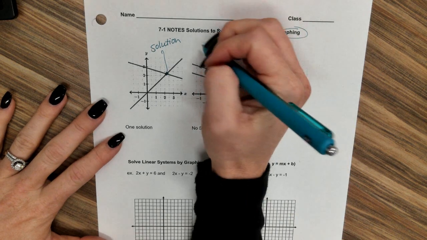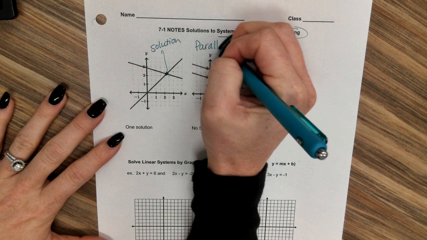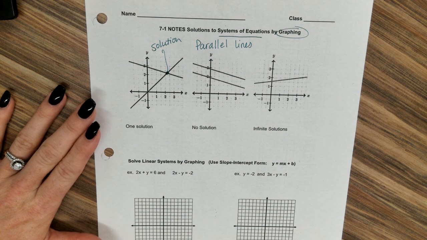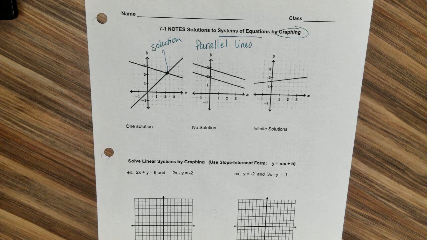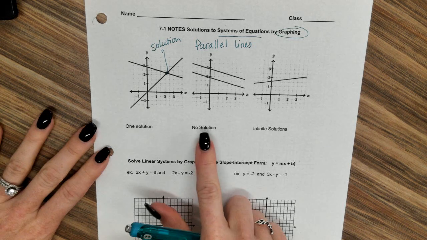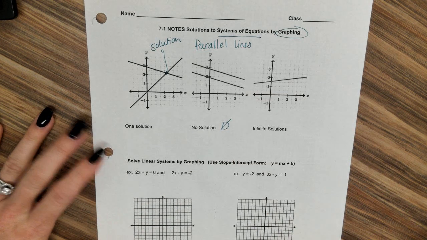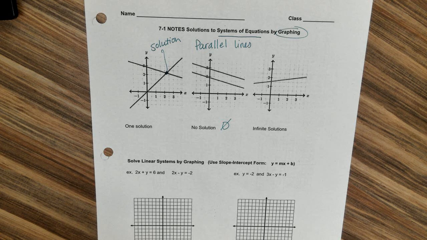All right, what are these called? Parallel lines. These are called parallel lines. Do these ever meet? No. So will these ever have a point that satisfies both answers? No. There is no solution. And how do I write that? A 0 with a line going through it.